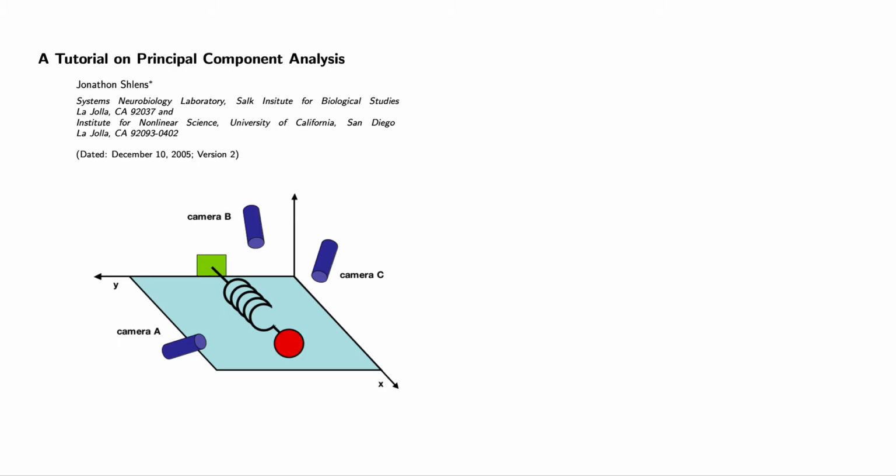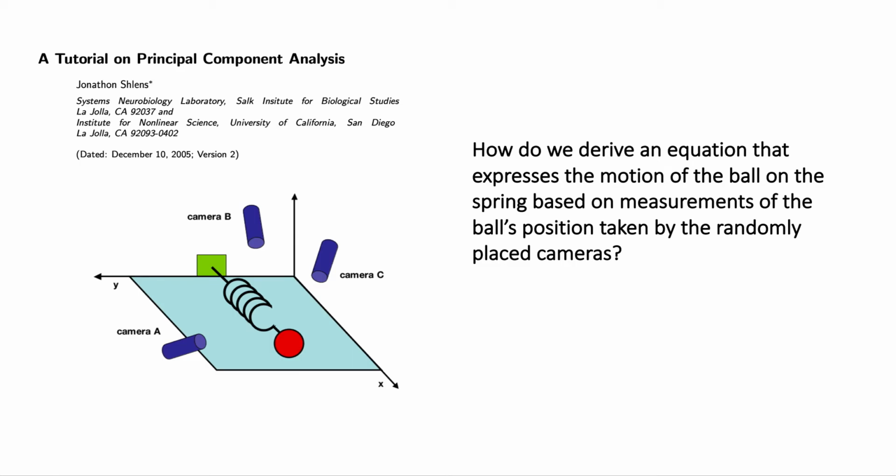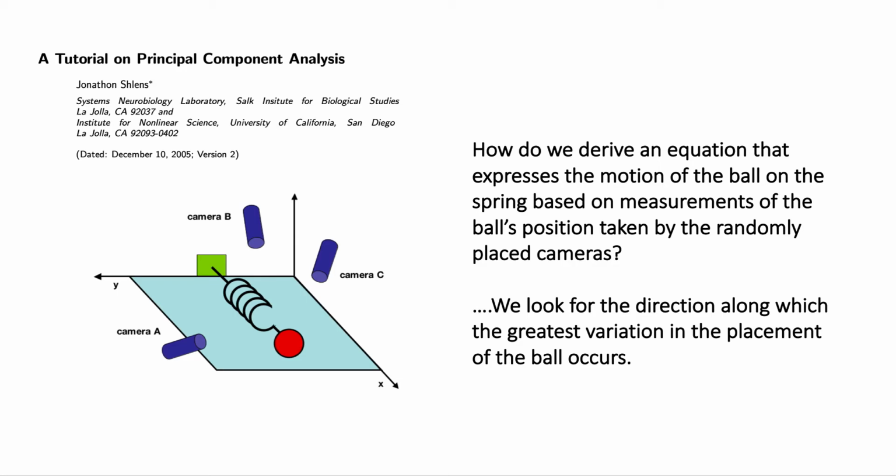Imagine we want to understand the motion of a ball on a spring. This ball moves back and forth in the x direction when the spring is pulled. However, we don't know in what directions the ball moves to begin with, so we randomly set up cameras in 3 dimensions to monitor its motion. In the image shown here, you can see the ball and spring in cameras A, B, and C, which are pointed in random directions. Our question is, how do we derive an equation that expresses the motion of the ball on the spring based on measurements of the ball's position taken by the randomly placed cameras? We look for the direction along which the greatest variation in the placement of the ball occurs.